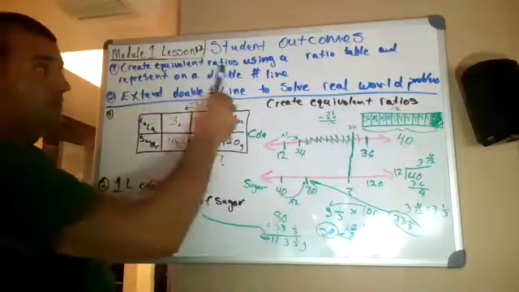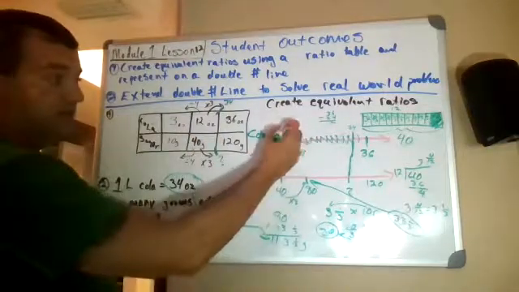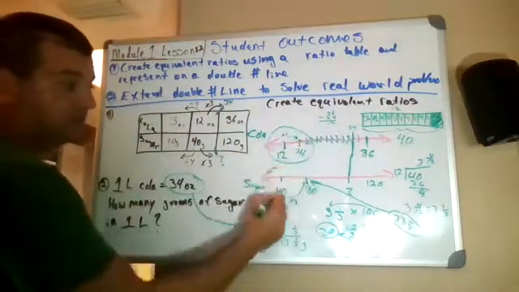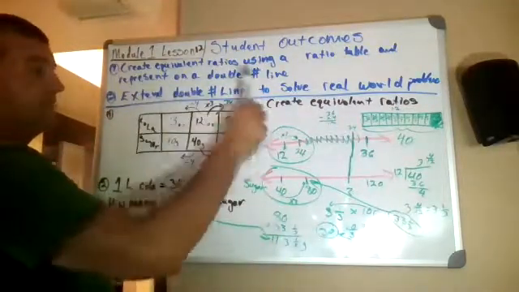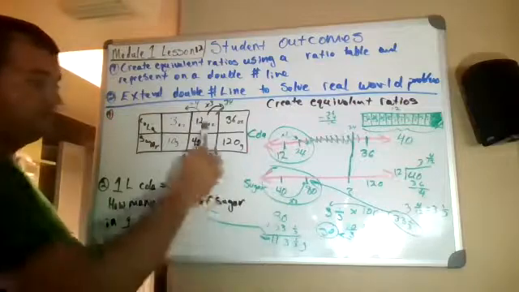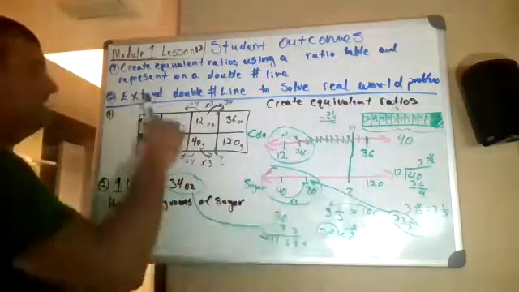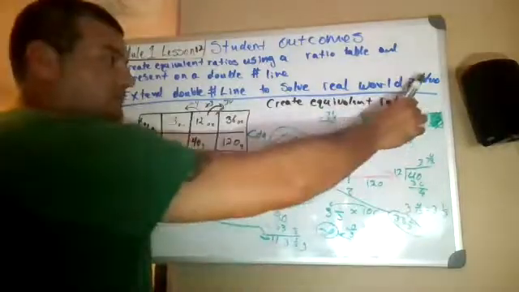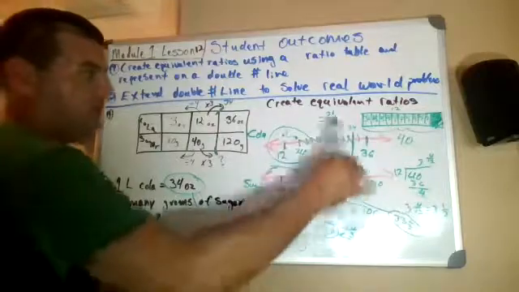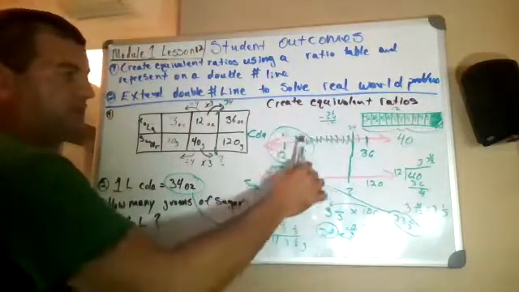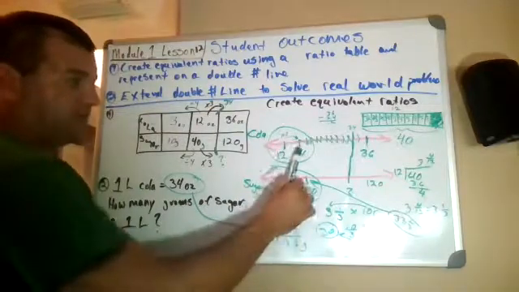Did we create equivalent ratios using a ratio table? Yes. And over here, we did it on a number line. And did we represent it on a double number line? Yes, we did. 12 to 40, 36 to 120. Extend the double number line to solve real world problems. That's this part right here, where the 12 to 36 is going to be here forever. I skipped ahead by multiplying by 2. If I multiplied here by 2, I multiplied here by 2. I got 24 to 80.